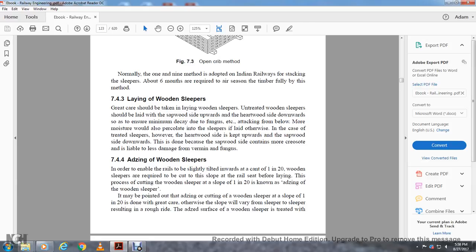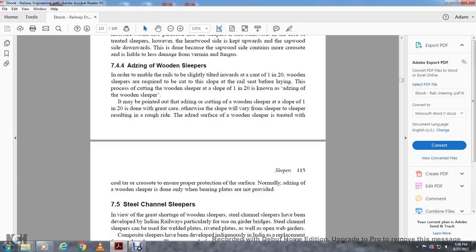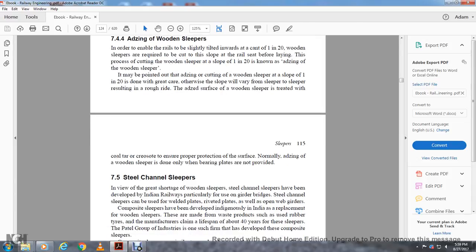The adzed surface of the wooden sleeper is treated with coal tar grease to ensure proper protection of the surface. Normally, adzing of wooden sleepers is done only when bearing plates are not provided.